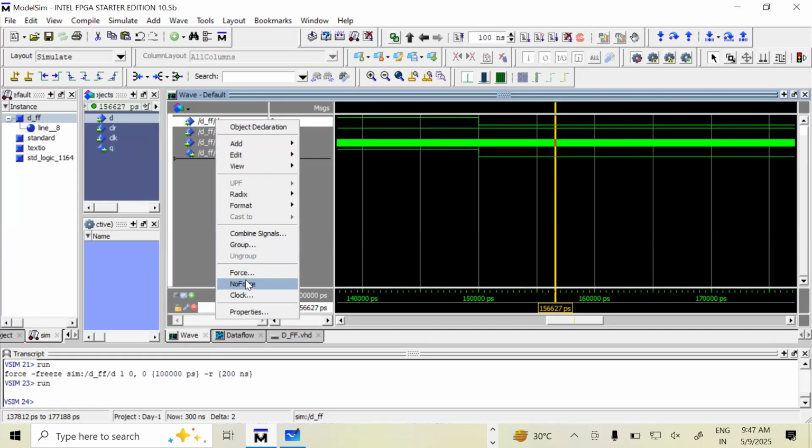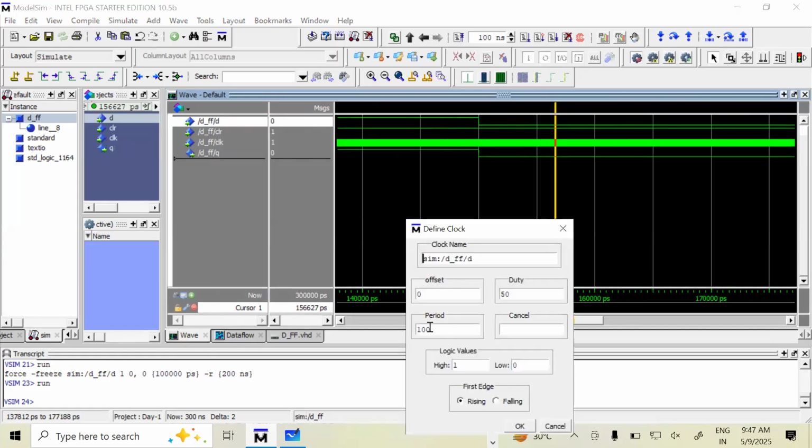Just reducing this frequency, that frequency is 50 nanosecond.